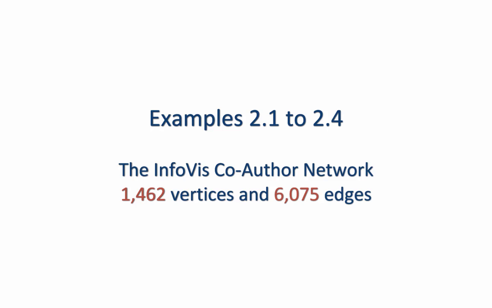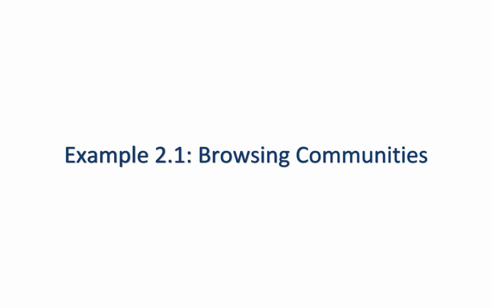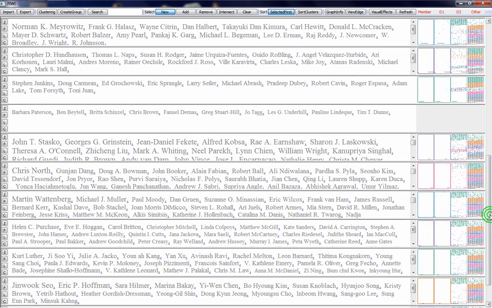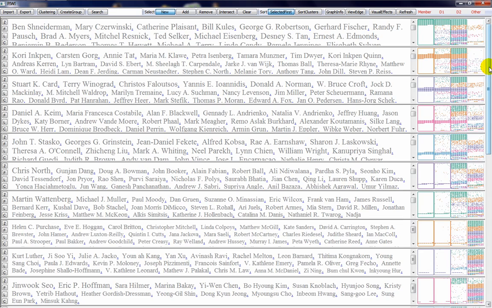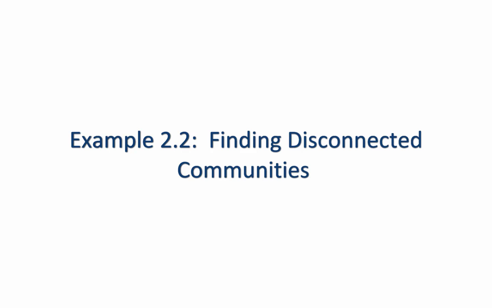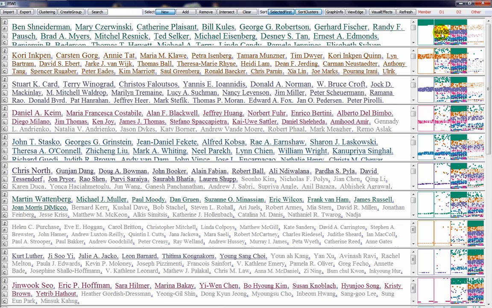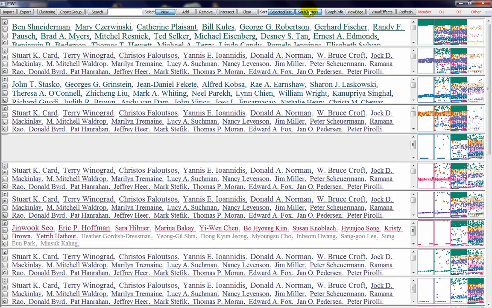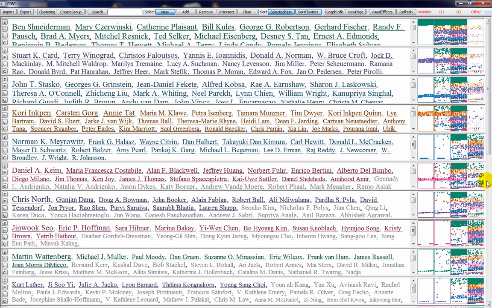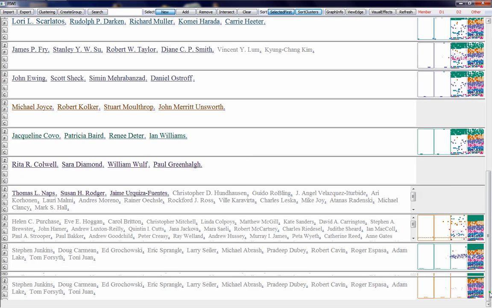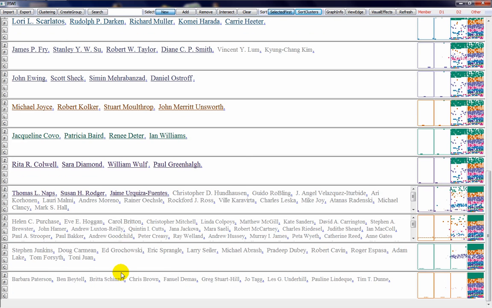Examples 2.1 to 2.4 explore the InfoVis co-author network. Move the scrolling bar to browse communities identified in this graph. The user is curious about which communities have no collaborations with the community with Ben Schneiderman. She selects its neighbors by clicking its D1 plot and sorts the communities by the number of selected vertices they contain. She drags the scrolling bar to the bottom and finds 3 communities containing no selected vertices. They are communities disconnected from the biggest community.